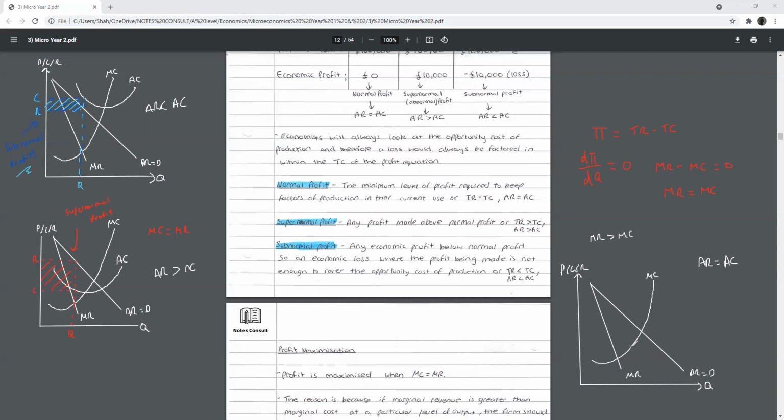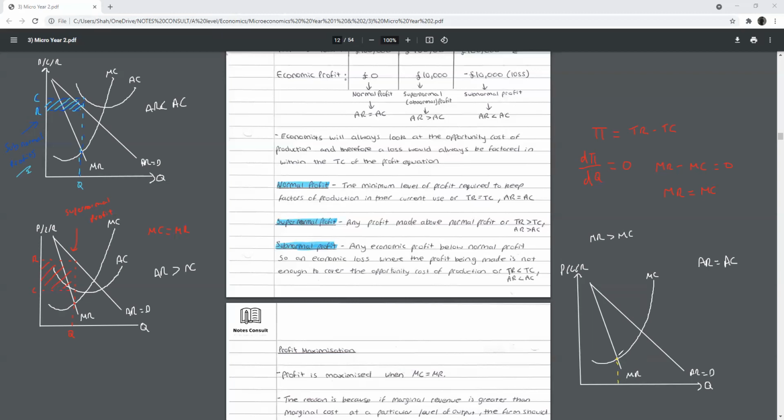Now, this is a tricky part because you need to show a point where your average revenue, AR, is equal to D, is equal to your average cost. To show this, the curves have to be tangent. AC and AR have to be tangent to show normal profits. So again, let's go back to MC equals MR. MC is equal to MR at this point here.